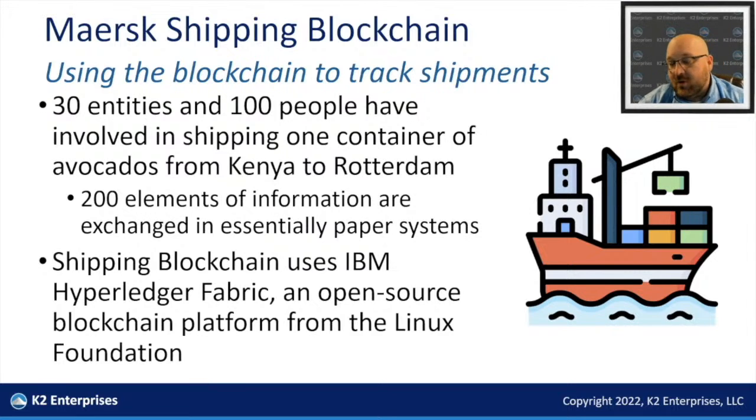They'll pick up the container, get it on a boat, and get it sent wherever it needs to go. I, as the shipper, or you as the customer, may want to be able to track the container and know that it's being handled properly and flowing through the proper chain of command and customs and everything else along with it. So they did a pilot project where they were tracking containers as they move from port to port. They found that a single container, in this case coming from Kenya in Africa to Rotterdam in the Netherlands, had 30 different organizations and 100 different people involved in touching that specific container.